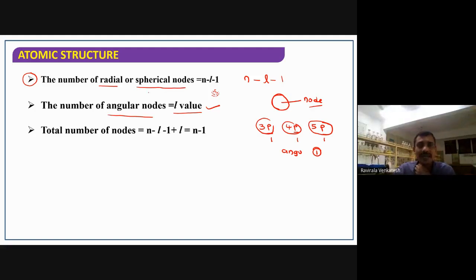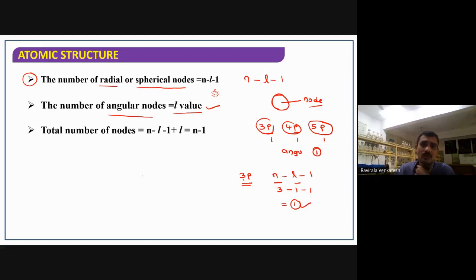Now, how many radial nodes will 3p have? The formula is n minus L minus 1. The n value here is 3, and the L value for p is 1 only. So 3 minus 1 is 2, 2 minus 1 is 1. You will get one radial node. For 3p, you have one radial node.